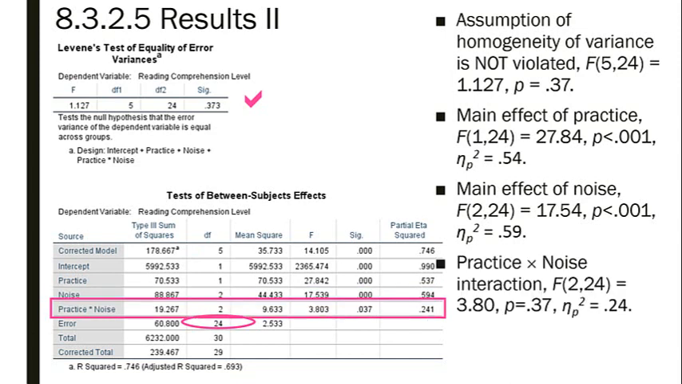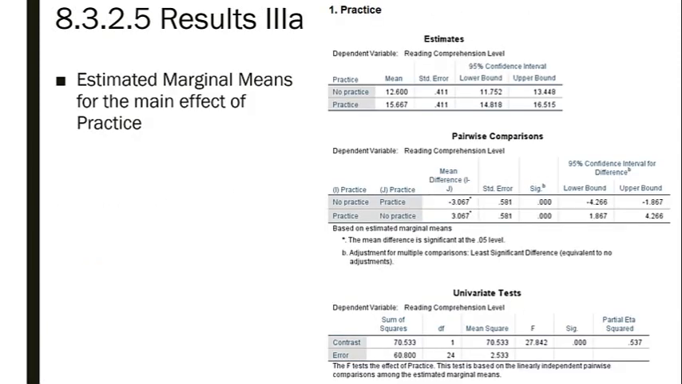All right, and finally, there is a practice by noise interaction. So if you think about those 6 cell means, we pointed out that comprehension scores were higher at all levels of background noise with practice than without practice. So we might infer that noise had a larger negative impact on readers who did not practice than on those who did practice. But again, just like with the effect of noise, we need to do some follow-up tests to confirm. So here's the first of 5 estimated marginal means sets of results.